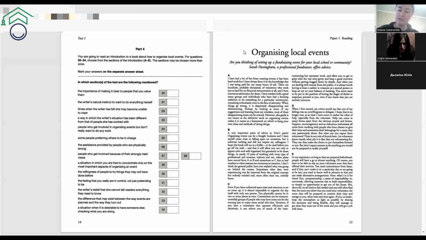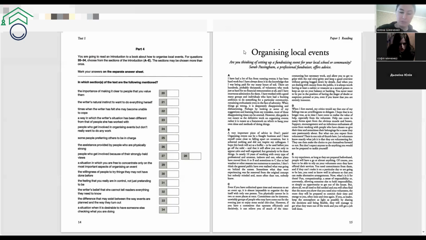But where do we have this information in part D? Support and encouragement and infectious enthusiasm all come from working with people who have chosen to give their time and sometimes their belongings to a cause they care passionately about. Yeah, you're absolutely right. Good, thank you very much.